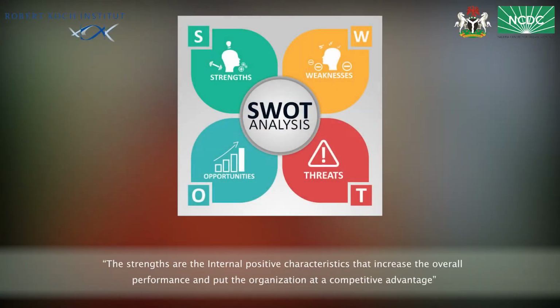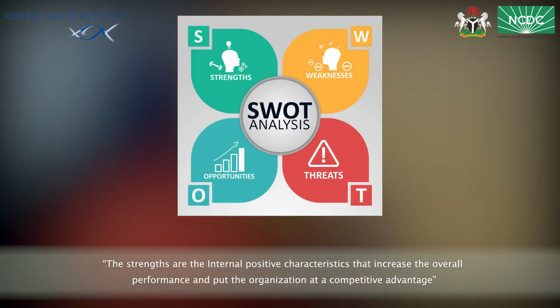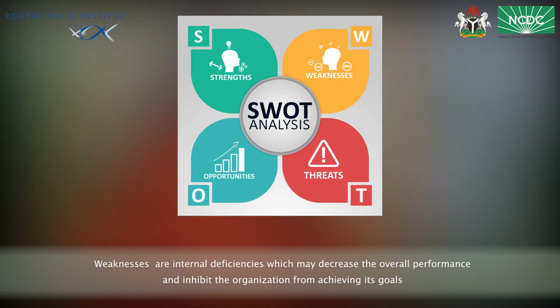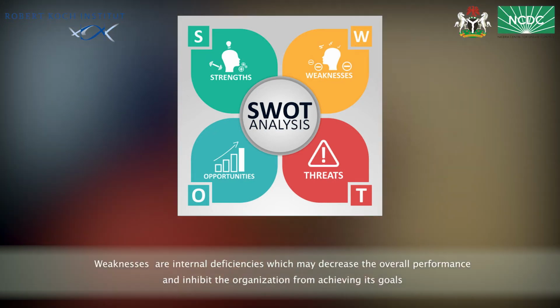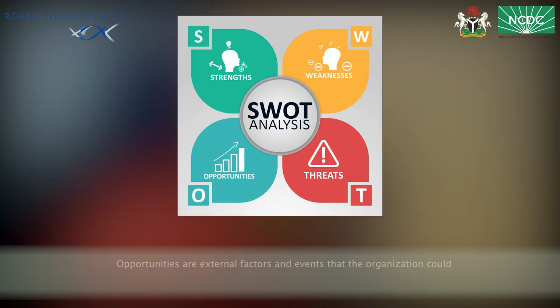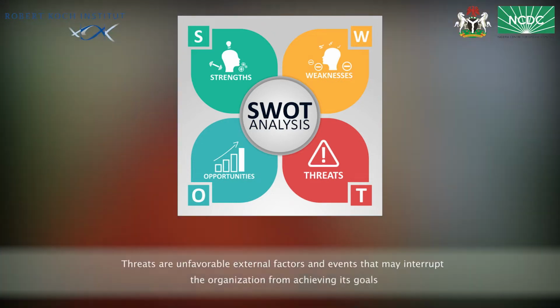The strengths are the internal positive characteristics that increase the overall performance and put the organization at a competitive advantage. Weaknesses are internal deficiencies, which may decrease the overall performance and inhibit the organization from achieving its goals. Opportunities are external factors and events that the organization could exploit to its advantage in order to achieve its goals. Finally, threats are unfavorable external factors and events that may prevent the organization from achieving its goal.